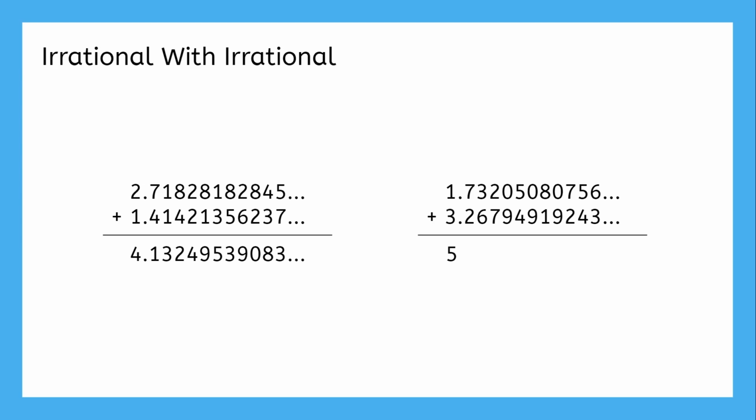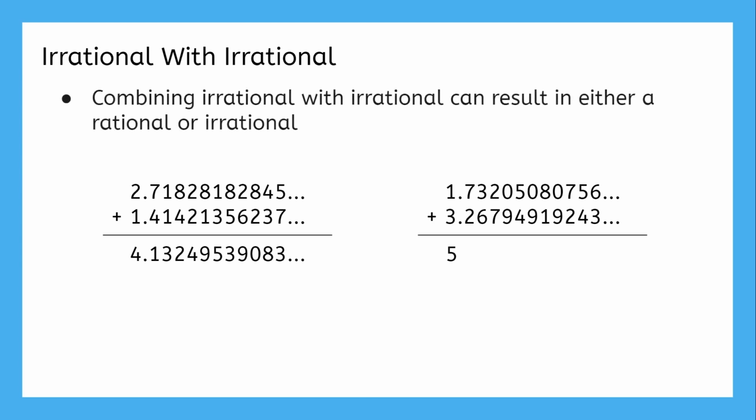This issue will happen with every operation. Sometimes you'll get a rational result, and other times irrational. To put it simply, combining irrationals can make either rational or irrational numbers. So we can't really make a rule for it. It just depends on the numbers and the operations being used.